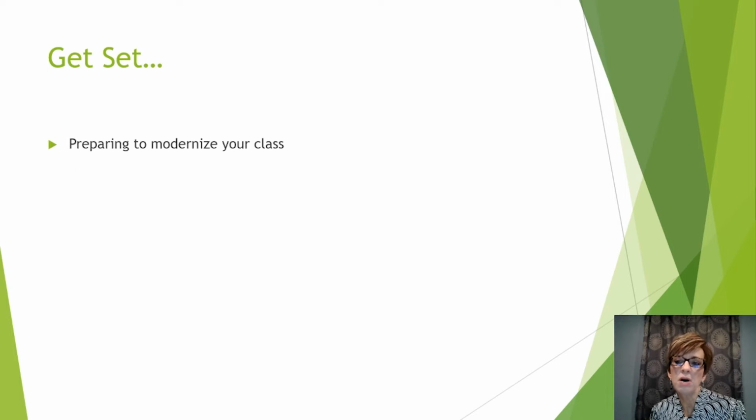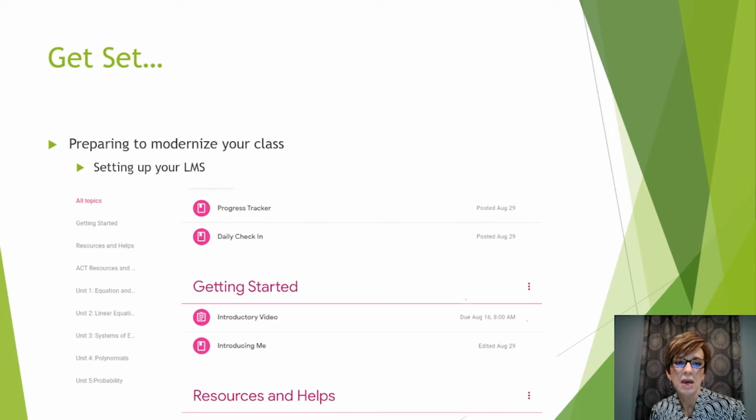So preparing to modernize the class requires setting up your learning management system. And my learning management system is Google Classroom. You can see over on the left-hand side all the topics within my classroom. And at the top of the page, you can see the progress tracker that tracks students' daily progress and progress within the unit, and also a daily check-in form, which I'll share with you in this presentation.